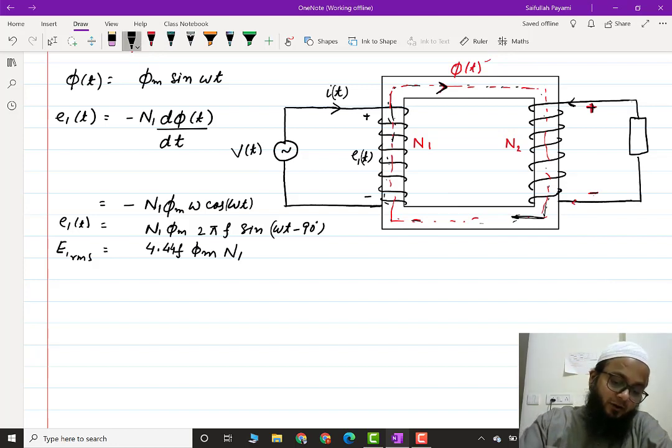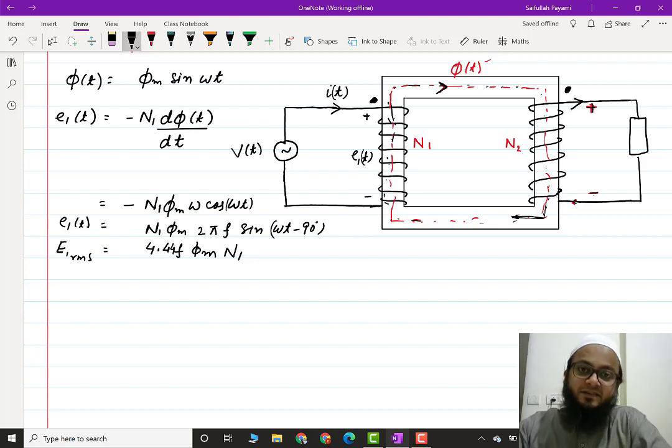If I mark the dot for this winding here, even this winding should have the dot here. Dot means that if current is entering here, then from this dot the current should actually leave and go to the load. So this is the convention here.